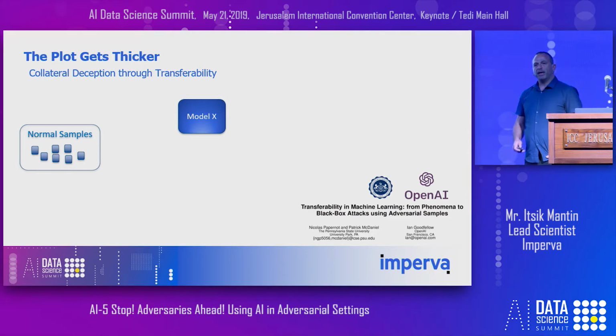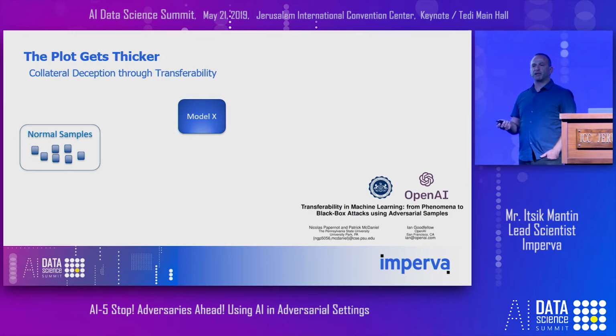And to make things even more complicated, there is research on the transferability of adversarial samples. Usually, in our world of data science, when you talk about transferability, we talk about taking one model to work in another, to solve another problem. But here, transferability goes against us.